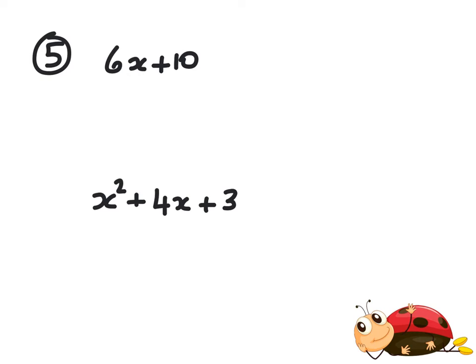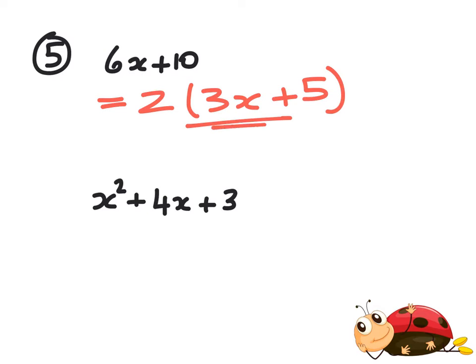Question 5. We were just about to do these in class. Okay, I'll give the answer to this one and we'll see if anybody can actually work it out. Better give you the correct answer though. The correct answer is 2 bracket 3x add 5.